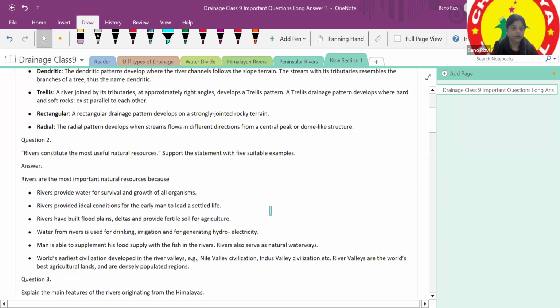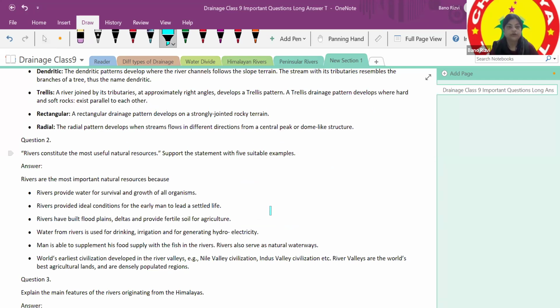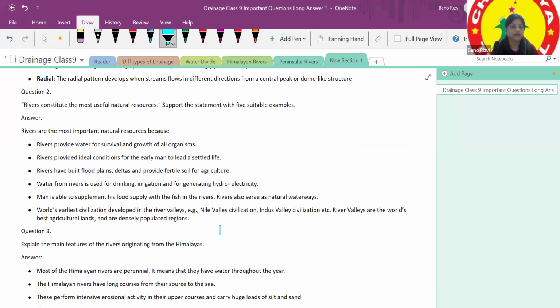So the next important question: rivers constitute the most useful natural resource. Suppose this statement. Rivers are the most important natural resource because rivers provide water for survival and growth of all organisms. Rivers provide ideal conditions for early man to lead a settled life. Most civilizations were made in the river banks. Rivers have built plains, flood plains, deltas, and provide fertile soil for agriculture. That is the reason most civilizations were formed near the river banks.